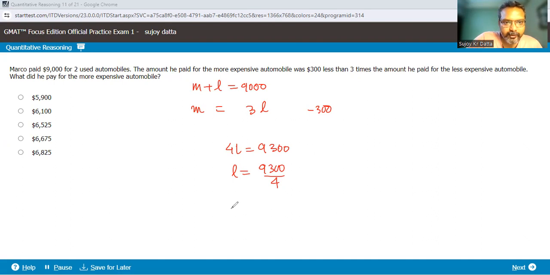So we want the more expensive value. So that would be 9,000 minus this. So now let's calculate that. This is 2325. If I subtract, so that's going to be 75, 6675. So that's the fourth option.